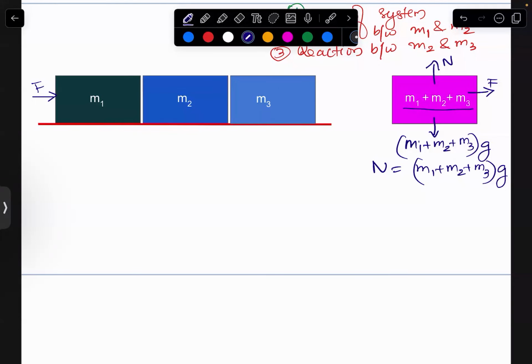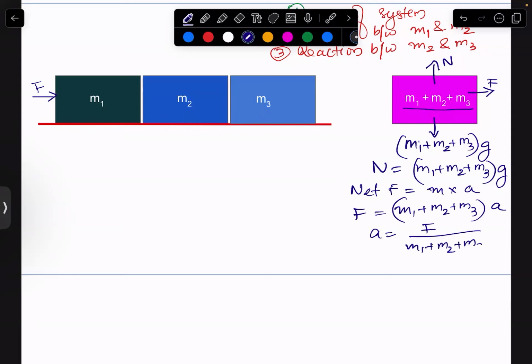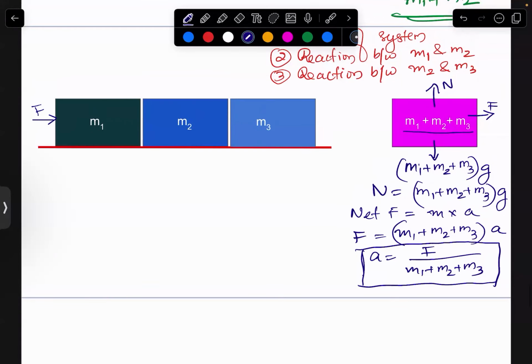We have to equate the horizontal forces. So in horizontal direction, what is happening? Net force equals mass times acceleration. Net force here is F. Mass is m1 plus m2 plus m3, times A. So A equals F by m1 plus m2 plus m3. This is the acceleration of the system. So all three blocks are moving with an acceleration of F by m1 plus m2 plus m3.